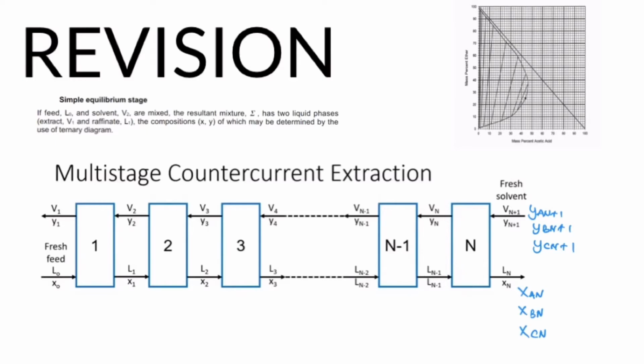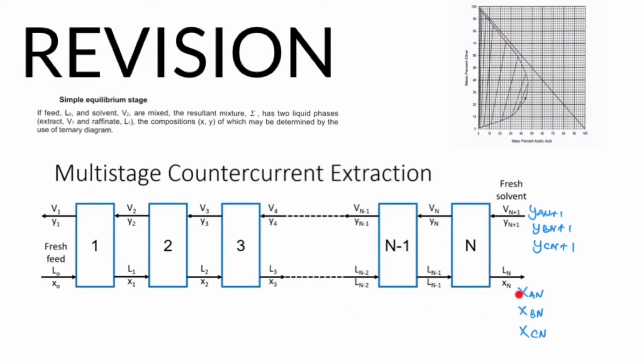So, when you talk about multi-stage countercurrent extraction, the only difference from the single stage is that this is only a single stage liquid-liquid extraction or single stage countercurrent extraction. When you talk about multi-stage countercurrent extraction, you are looking at the bigger block diagram here.